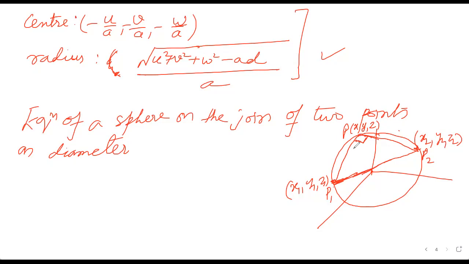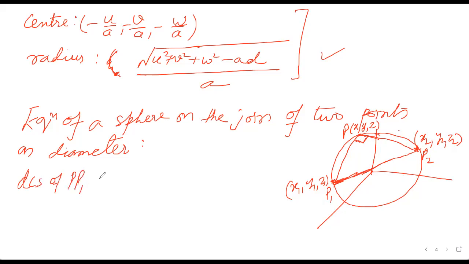PP1. This information is given, I am not writing. You have a sphere, P1, P2 are two points on the surface of the sphere such that P1, P2 make a diameter, P is any arbitrary point x, y, z. Then we know that P1P and P2P, they make a right angle, so they are orthogonal.